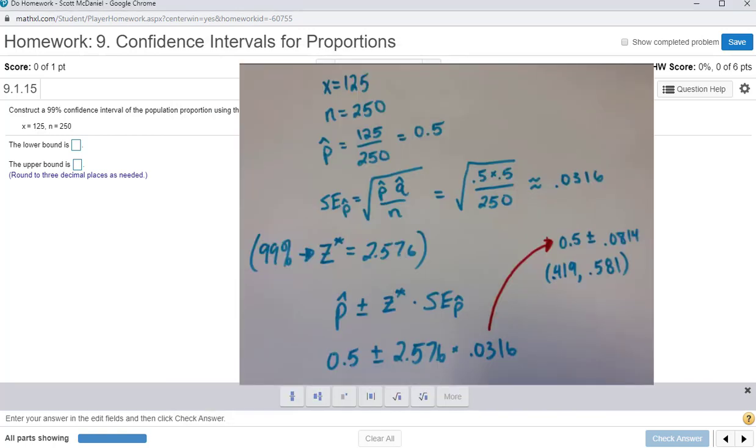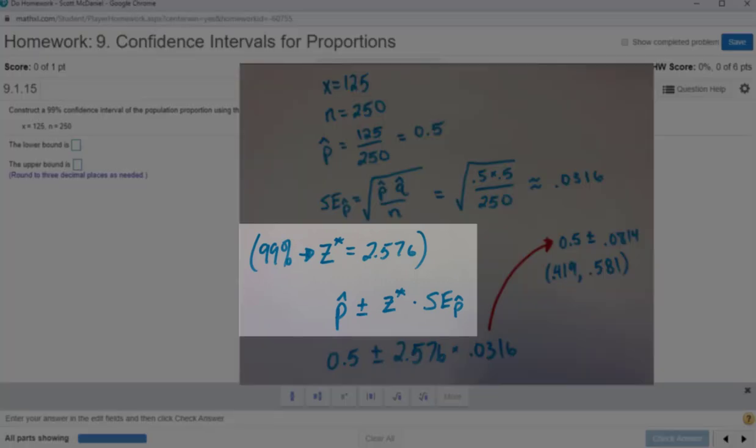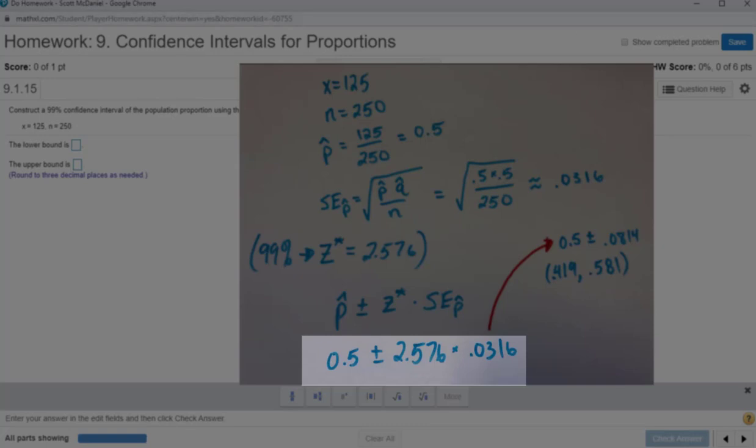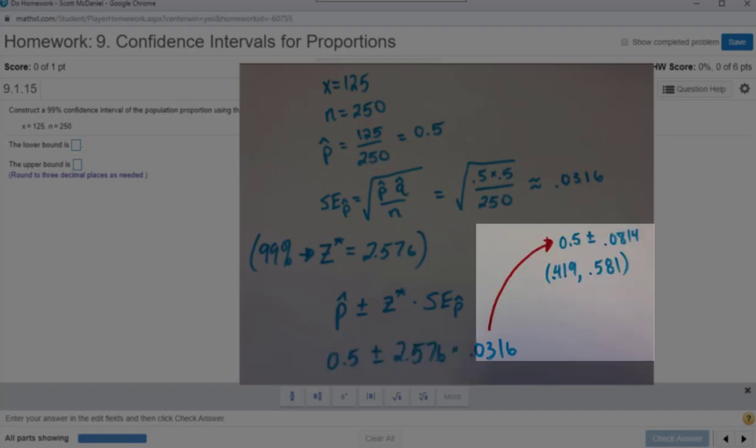Remember, to build the interval, we take our point estimate plus or minus the margin of error, and the margin of error is z star times SE sub p-hat. It's a lot of notation. We're not going to really be building these by hand, but it's good to see where these numbers come from. In our case, it's 0.5, which is p-hat, plus or minus 2.576 times our standard error, 0.0316. The margin of error works out to 0.0814. So we add 0.0814 to 0.5 and subtract 0.0814, and we get our interval, 0.419 to 0.581.